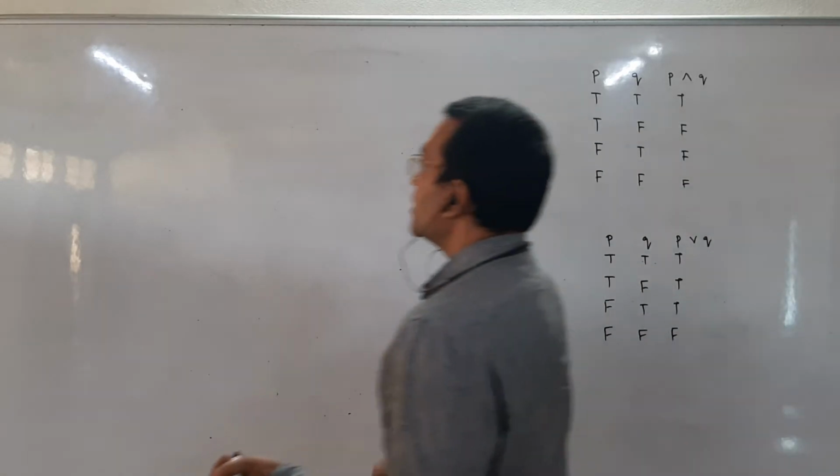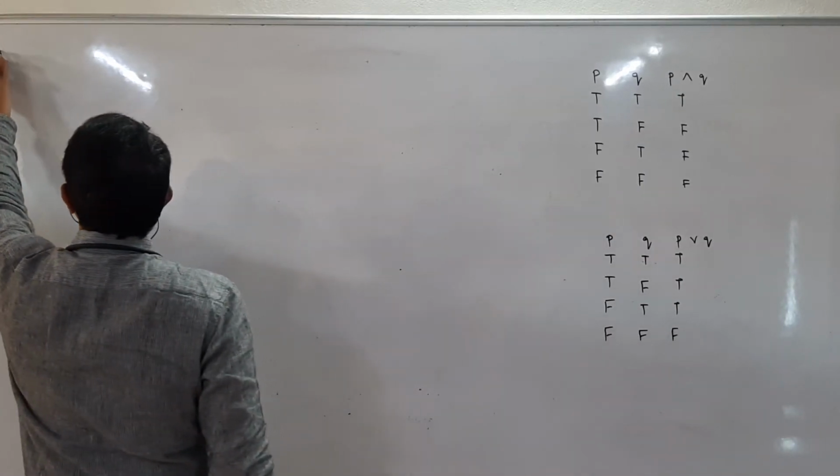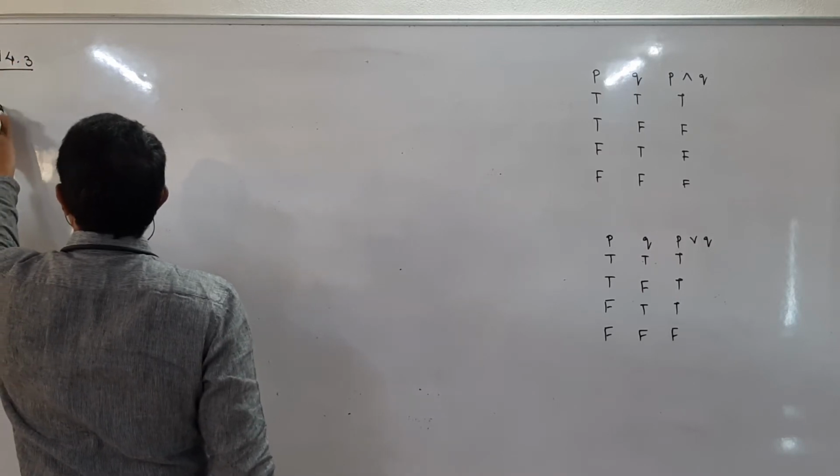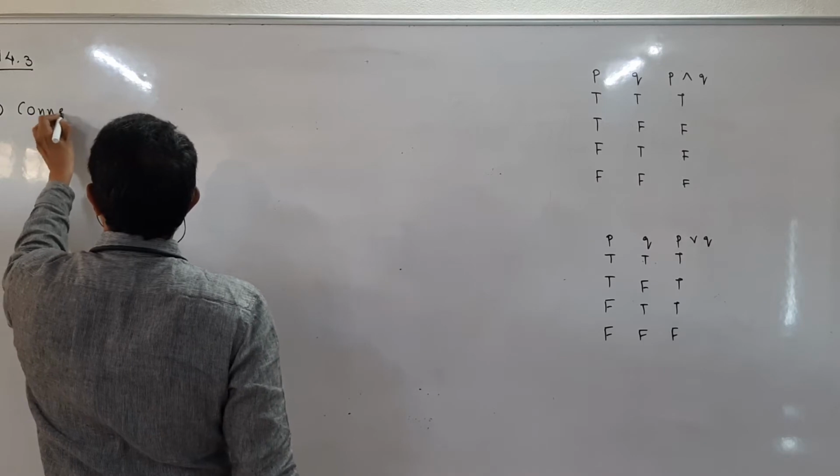All rational numbers are real and all real numbers are not complex. So the connecting word is AND. Exercise 14.3, question 1, part 1. Connecting word is AND.